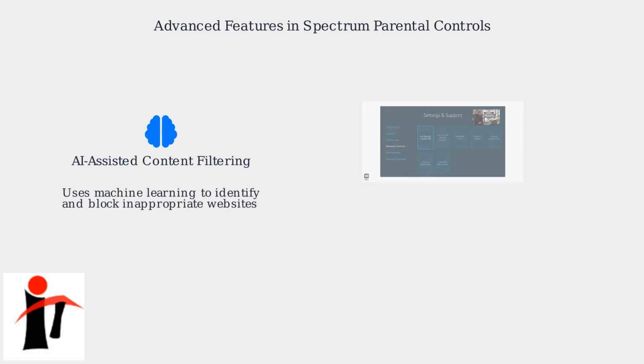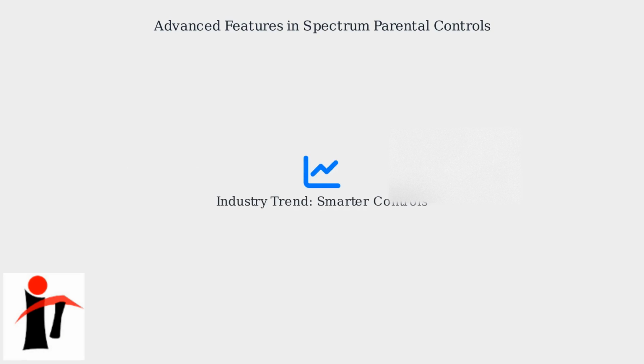Spectrum is continuously improving its parental controls with advanced features. Recent updates include AI-assisted content filtering, which uses machine learning to more accurately identify and block inappropriate websites. This aligns with the industry trend towards smarter, more adaptive controls.